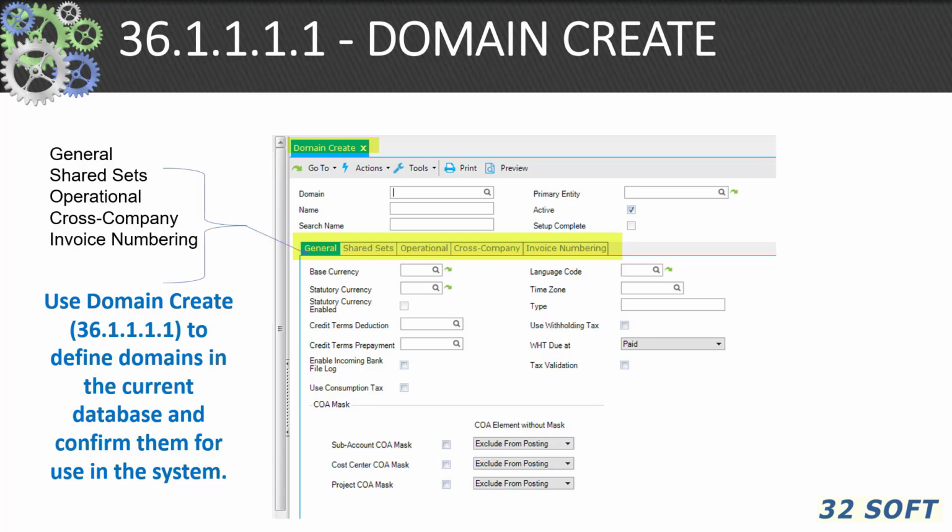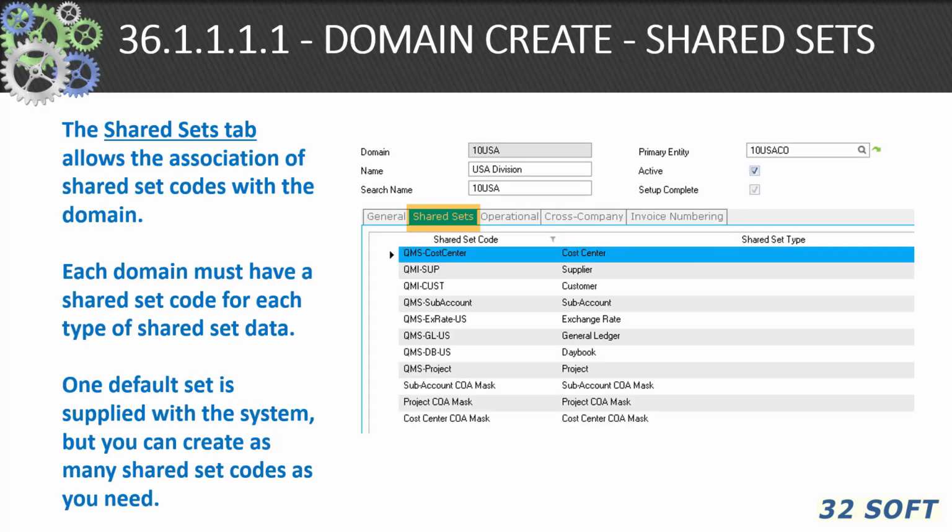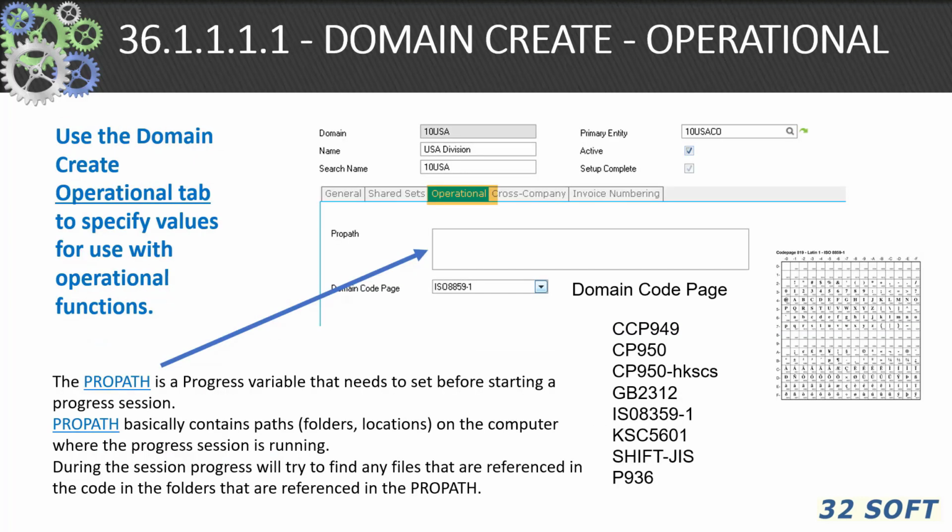Note the tabs: general, shared set, operational, cross company, and invoice numbering. The general tab allows for the designation of base and statutory currency, time zones, domain types, credit terms, and chart of account mask definitions. The shared set tab allows for the association of shared set codes within the domain. Remember, each domain must have a shared set code for each type of shared set data.